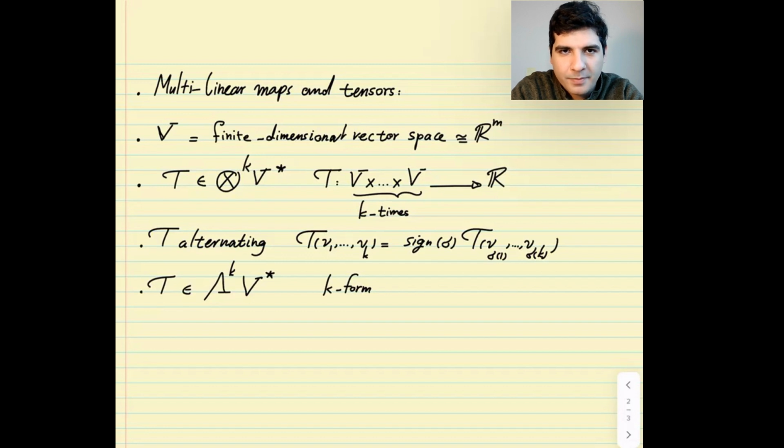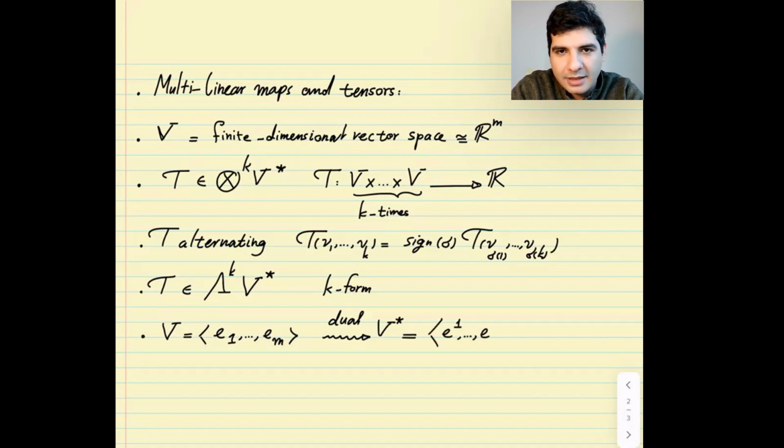Great, so these are the things we discussed. Note that V is a finite dimensional vector space, so it's generated by a basis. Let's denote the elements of the basis by e_1 up to e_m. We have a dual space denoted by V*, the set of linear maps from V to R. There's a dual basis for that.